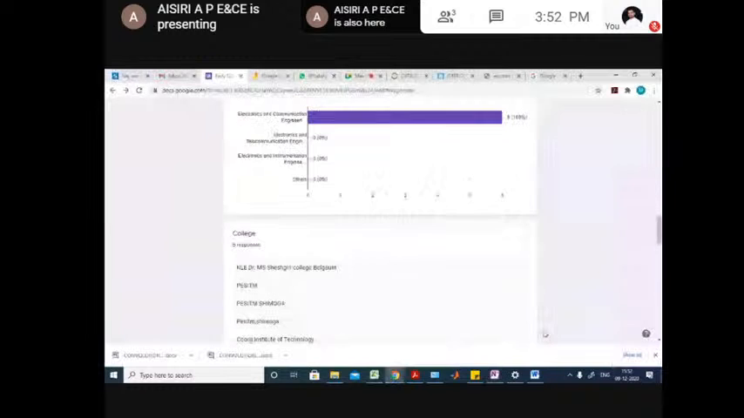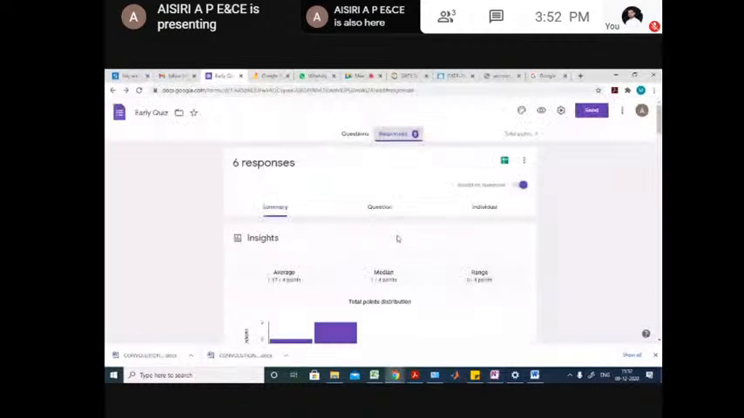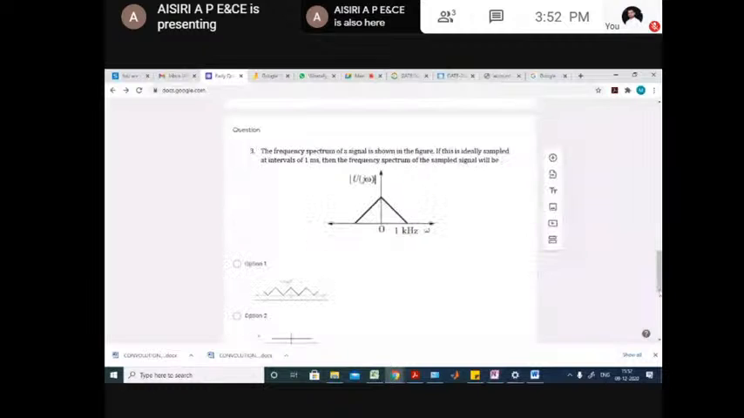The frequency spectrum of a signal is shown. So the question that we have is shown here. It is a millisecond. The frequency spectrum of the sample will be. So what is the frequency spectrum of the sampled signal look like?